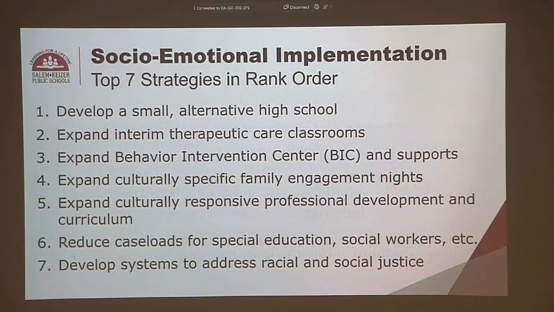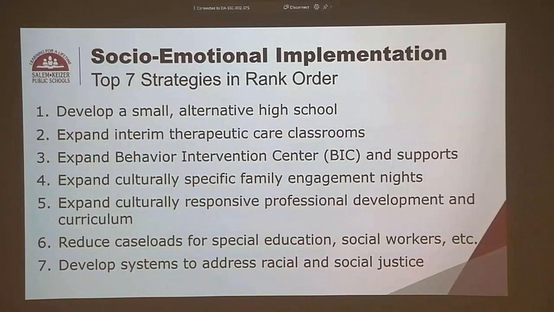Okay, and then here are the strategies. So the first strategy that was suggested that we spent a lot of time talking about in small group settings was to develop a small alternative high school. And you'll see these strategies are much more specific than the overall recommendations. The second one was to expand our interim therapeutic care classrooms, or we refer to those sometimes as ITCC classrooms. They're currently at 2 of our elementary schools, Weddell and Richmond now, and that was one of the strategies that came out of this group.